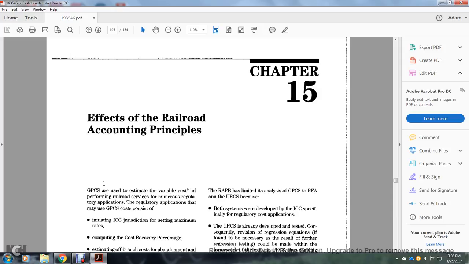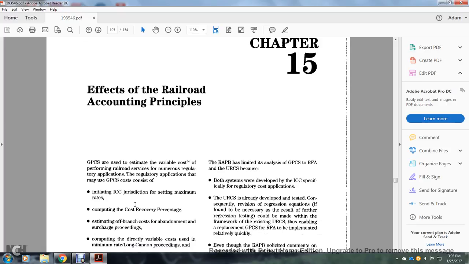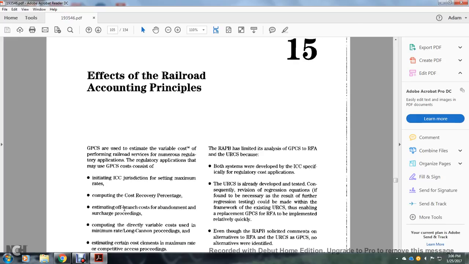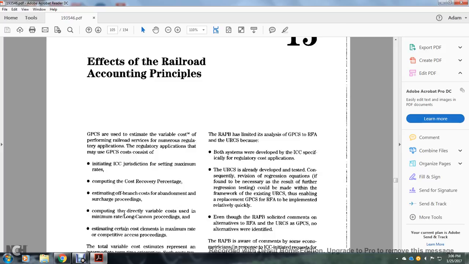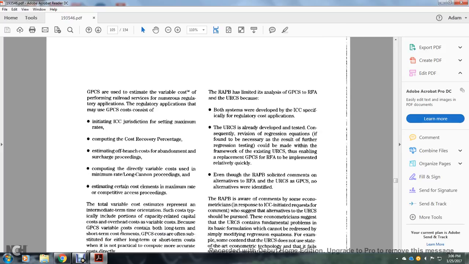Under the Railroad Accounting Principles, the general purpose costing system is used to estimate the cost of performing railroad service for numerous regulatory applications. Regulatory applications for the general purpose costing system include initiating Interstate Commerce Commission jurisdiction for setting maximum rates, computing the cost recovery percentage, estimating the off-branch cost for abandonment, the surcharge proceeding, computing the directly variable cost for using the minimum rate in long-haul proceedings, and establishing certain costs that eliminate the maximum rate of competitive proceedings.